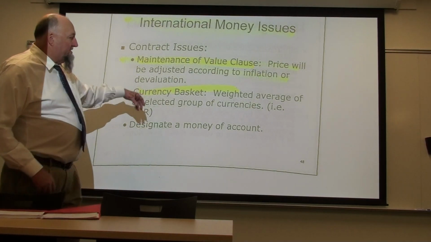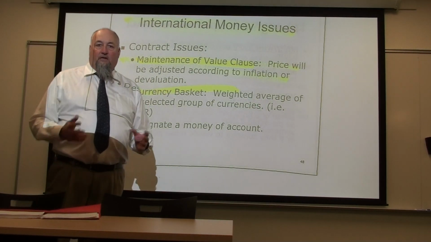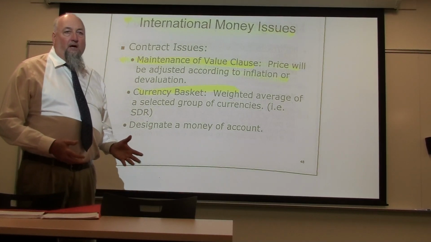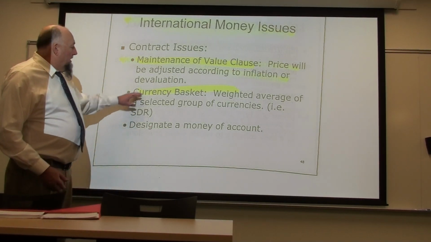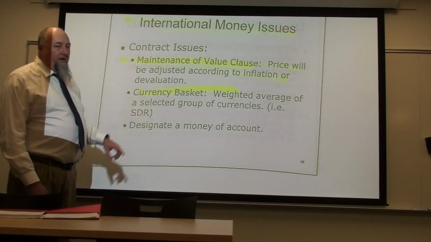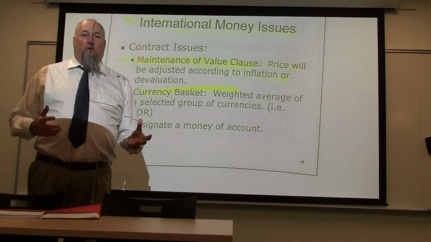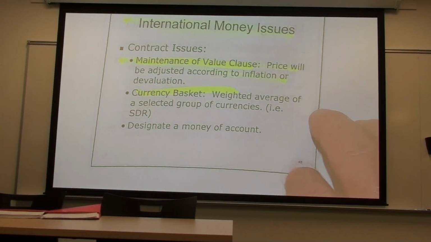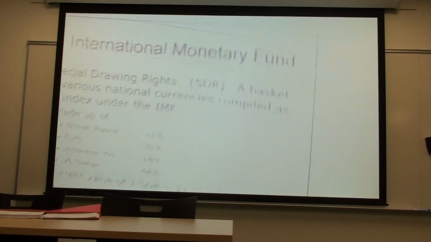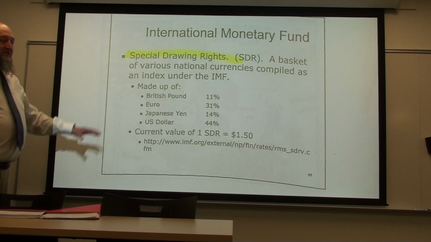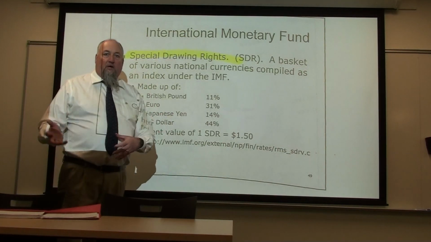This is an index of various currencies like the euro, the dollar, the pound sterling for the UK. So one of these is called an SDR, which is part of the International Monetary Fund. SDR is like an index, kind of like the Consumer Price Index.